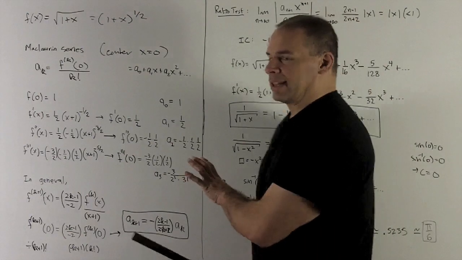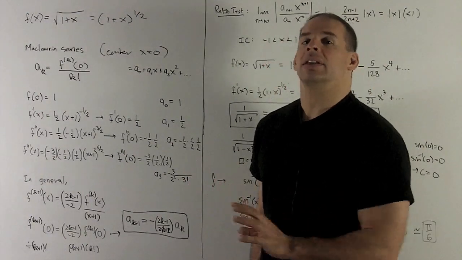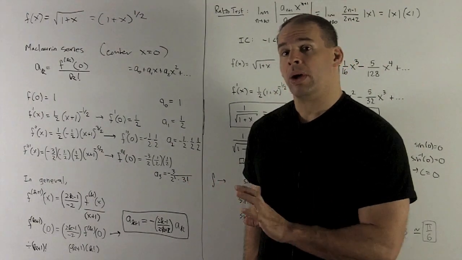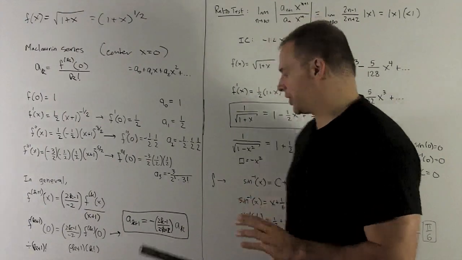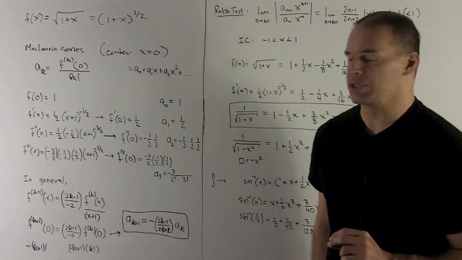All right, now, this seems like a lot of work. What this is going to get me is the interval of convergence and a rule for churning out more of these coefficients without having to take derivatives.